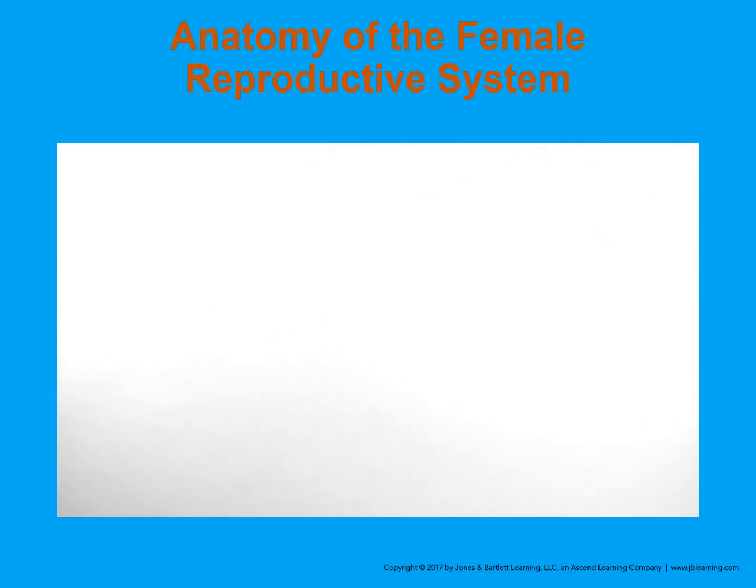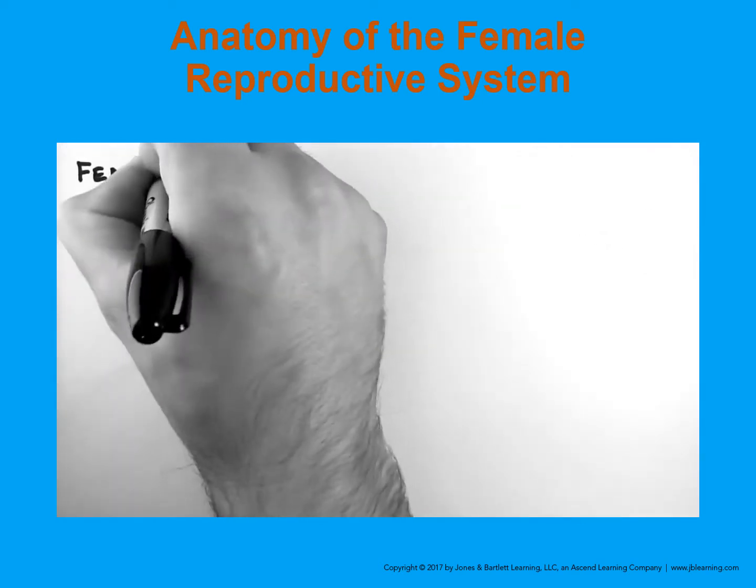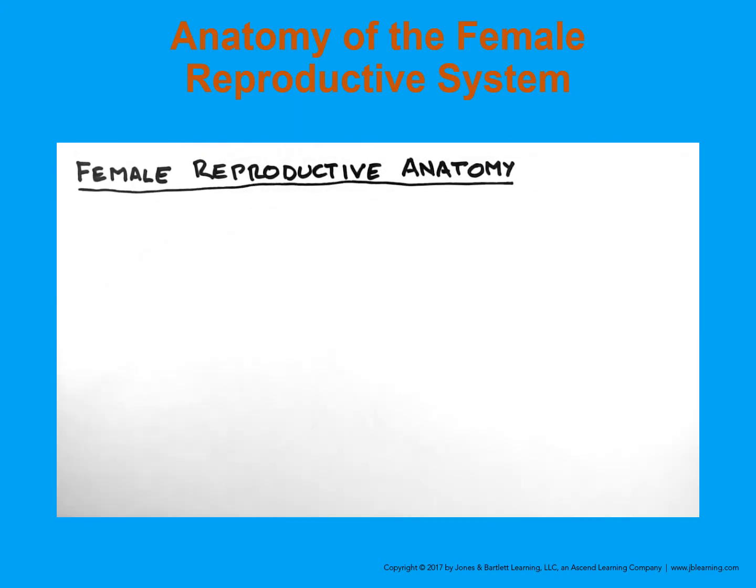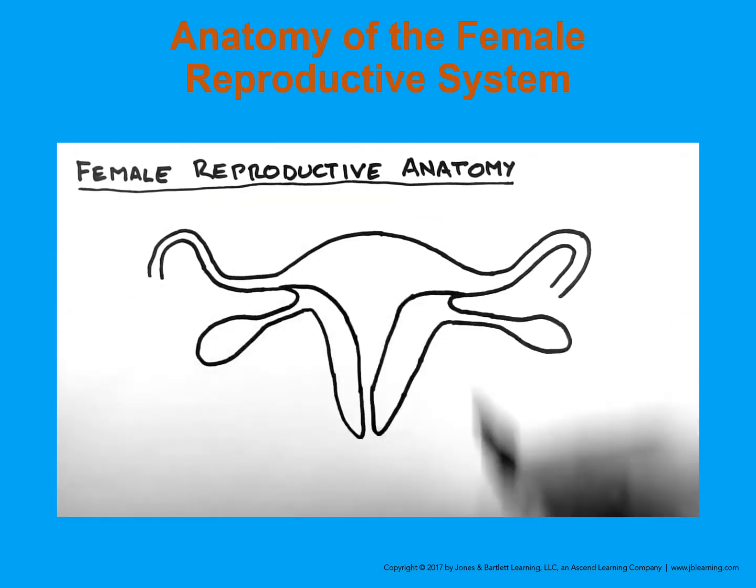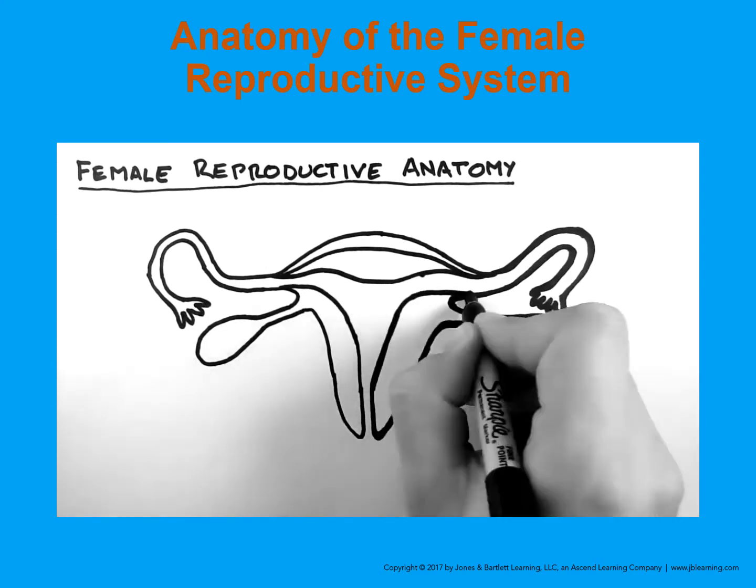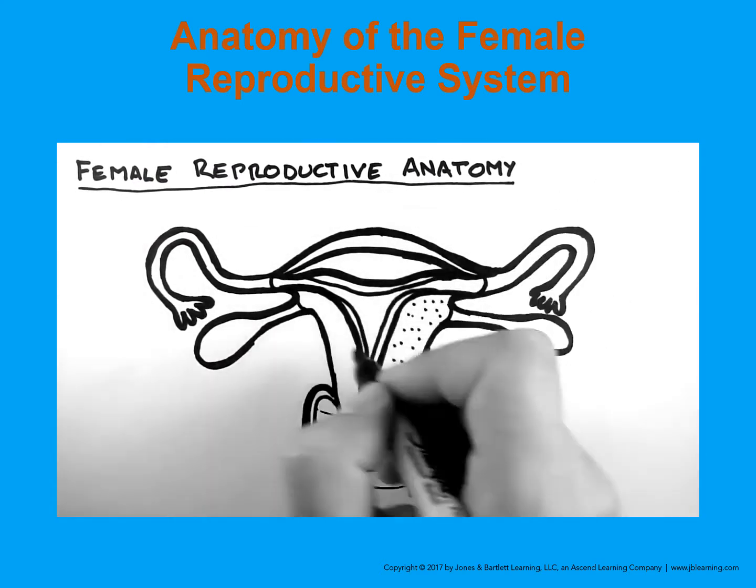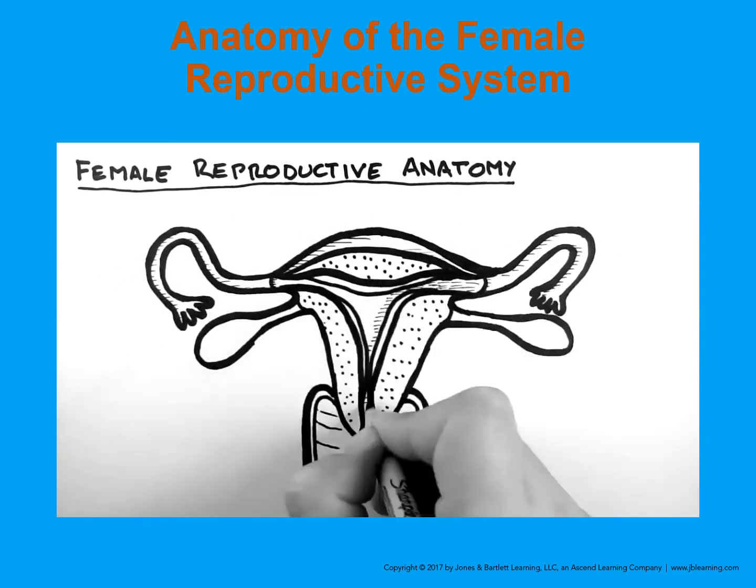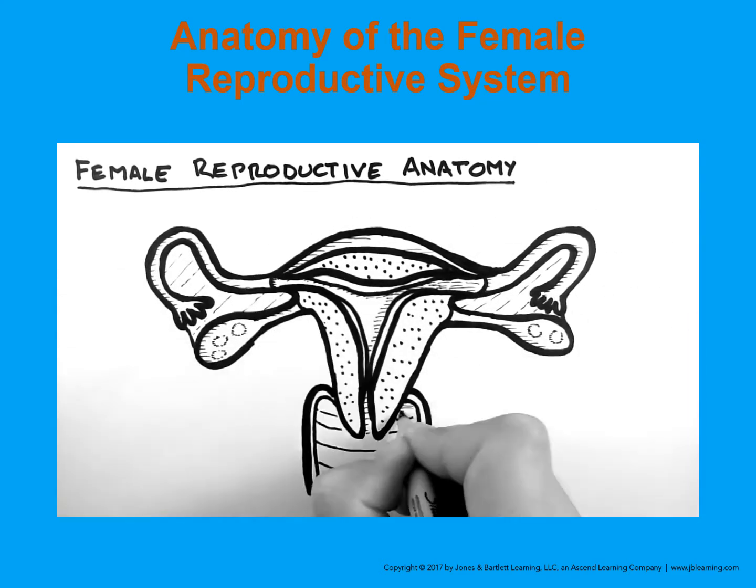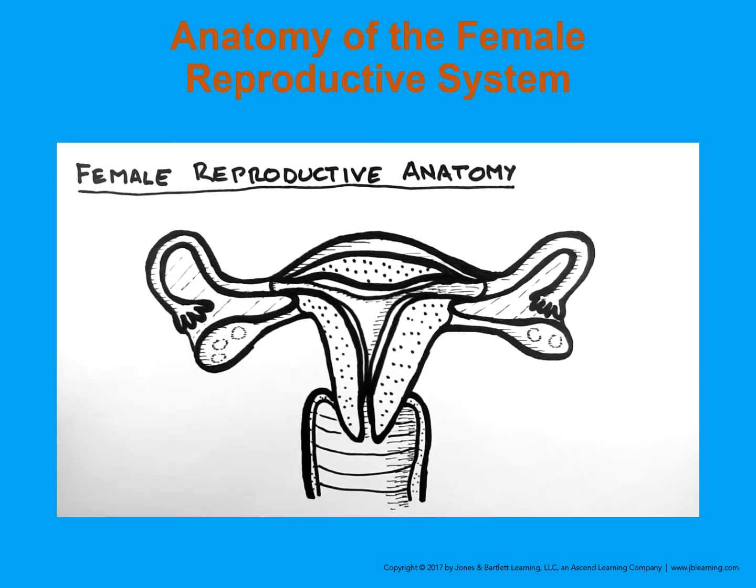Hi, in this tutorial we're going to have a look at the anatomy of the female reproductive system. So let me start by drawing the relevant anatomy. And I'm going to draw the uterus cut open in the coronal plane. The uterus is the large, slightly conical organ in the center of this image. And we'll begin by labeling the surrounding features.